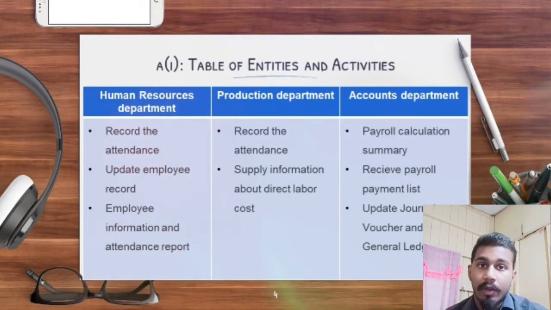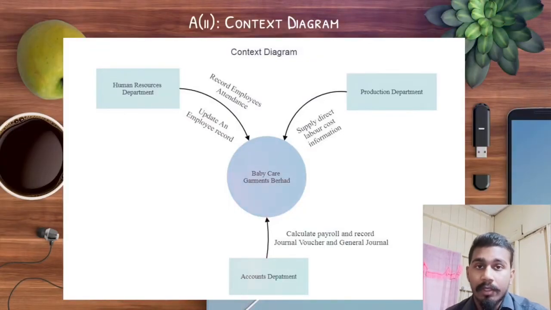Then the payroll payment list and also the payroll calculation summary are sent to the general voucher. Then the general ledger clerk gets the information to update the general ledger. Then the second question, A2, is the context diagram.